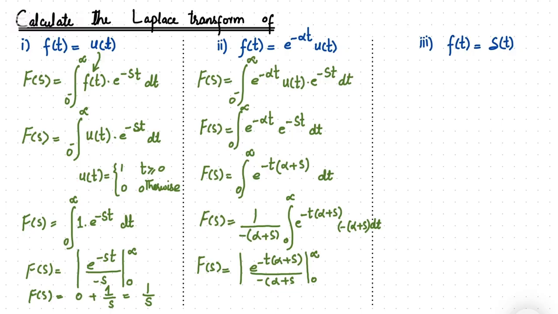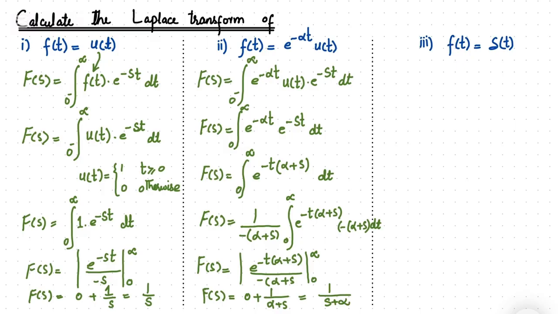Substituting the limits, when we substitute the upper limit, it is e raised to power minus infinity, which is 0. So F of s at the upper limit is 0, minus the lower limit. The negative sign here and the negative sign here make it positive. So e raised to power 0 is 1, over alpha plus s. So the result is F of s equal to 1 over s plus alpha.